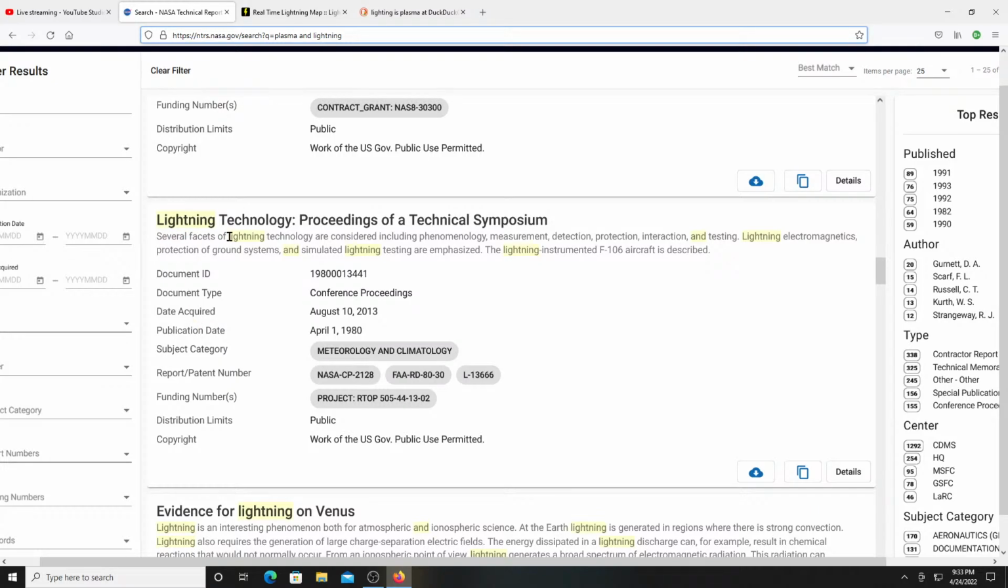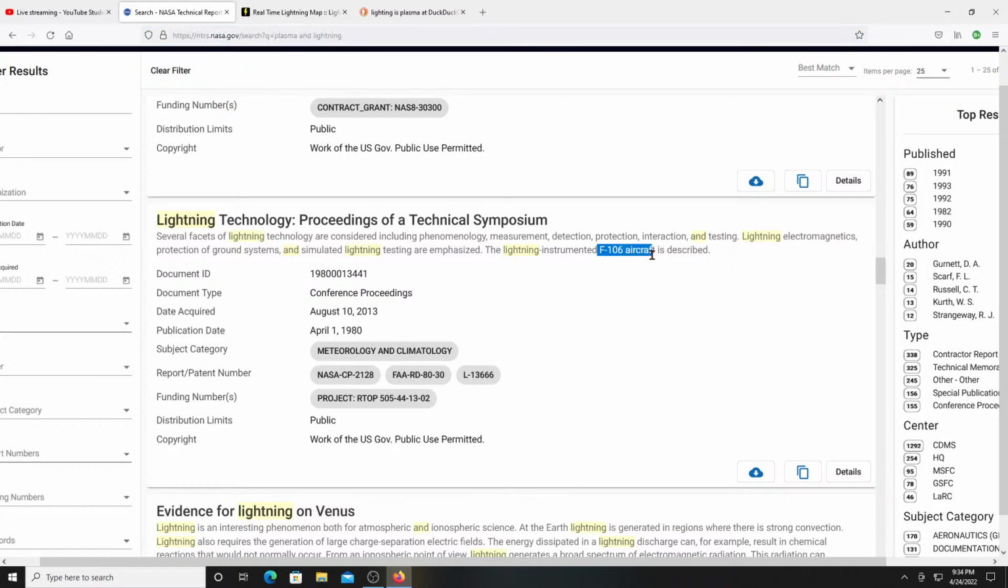Several facets of lightning technology are considered, including phenomenology, measurement, detection, protection, interaction, and testing. Lightning electromagnetics, protection of ground systems, simulated lightning testing are emphasized. The lightning instrument F-106 aircraft is described.